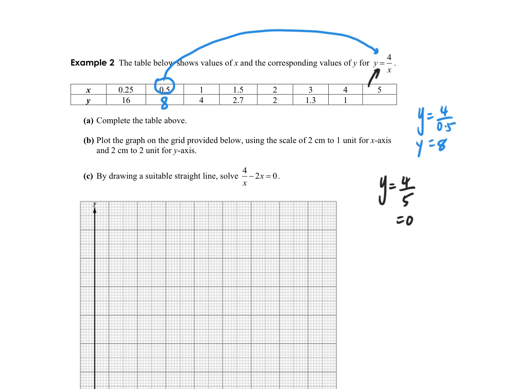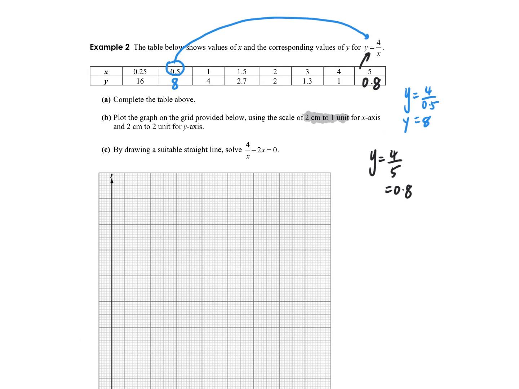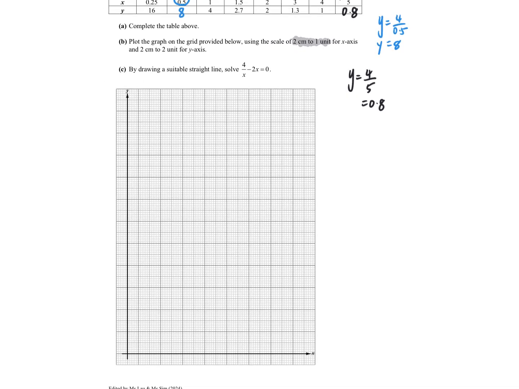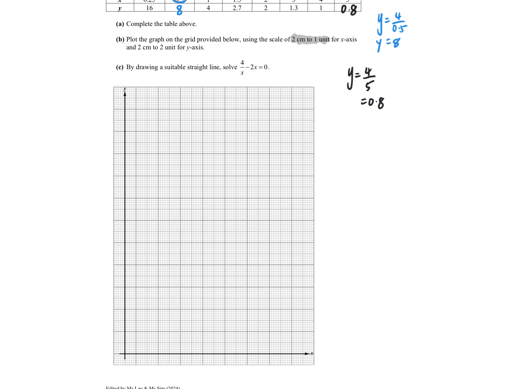Okay, so this one will give you 0.8. Then you go and plot out the graph according to the scale that they give you. So they say 2 cm, 1 unit. This is 3 marks, please get it. If you are very worried that you don't have time to do the graph, do it first. Draw the graph first. Then you do the others.